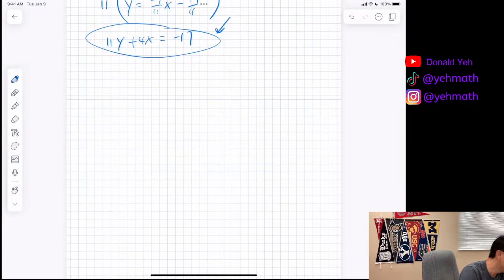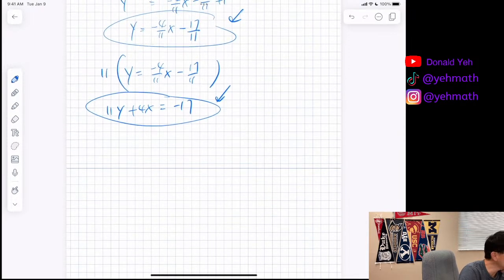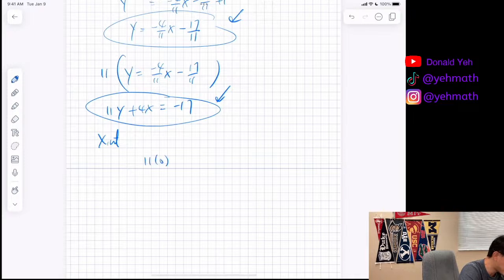All right. So now you can find x-intercept and y-intercept. How do I find x-intercept? On the SAT, it's very emphasized how to find x-intercept. Yes. Set y equal to 0. So it's 11 times 0 plus 4x equal to negative 17, and 4x equal to negative 17, so x equal to negative 17 over 4. Right?